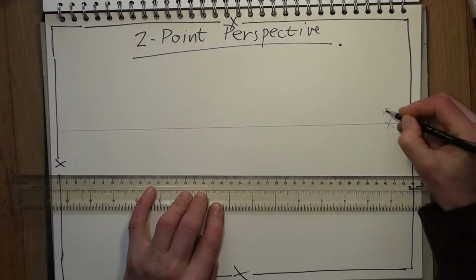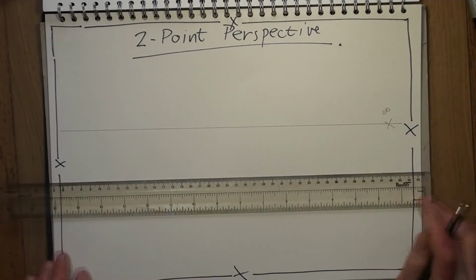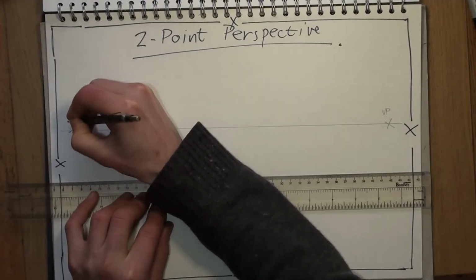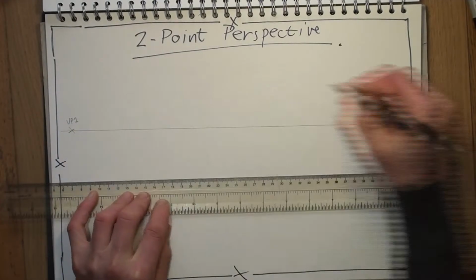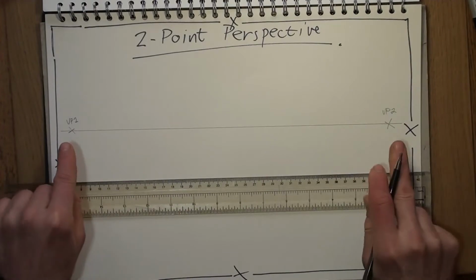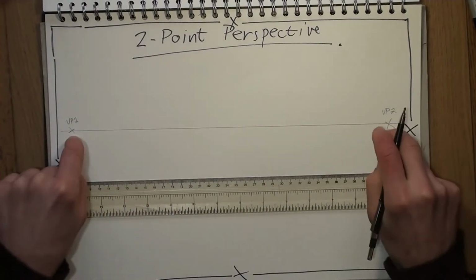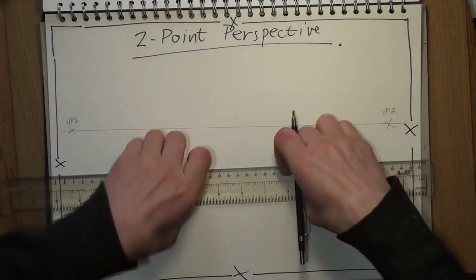Now, in one-point perspective, of course, that would be all I need. However, because we're in two-point perspective, there is vanishing point 1 and there's vanishing point 2. Two-point perspective, two vanishing points. And here's how it works.